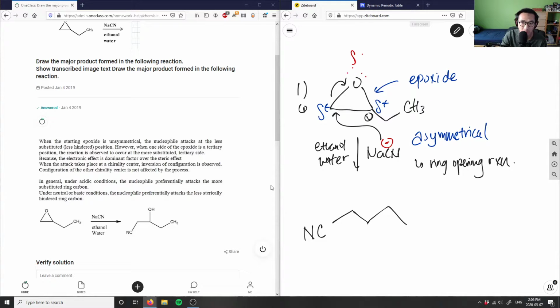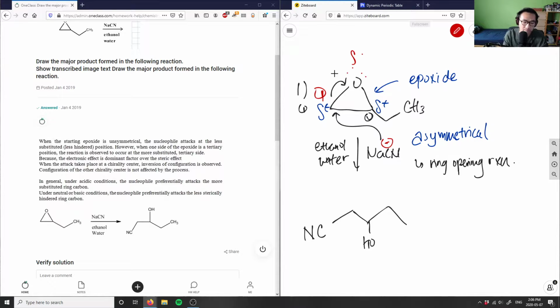So 1, 2, 3, 4. I have 1, 2, 3, 4. So this would be on carbon 2 here. So here's OH. So 1, 2, 3, 4 here. So the solution here is correct. Again, 1, 2, 3, 4. This is bonded to the cyanide group here, and then carbon 2 is bonded to the hydroxide group here. So you could think of this as carbon 1 because it's being attacked here.